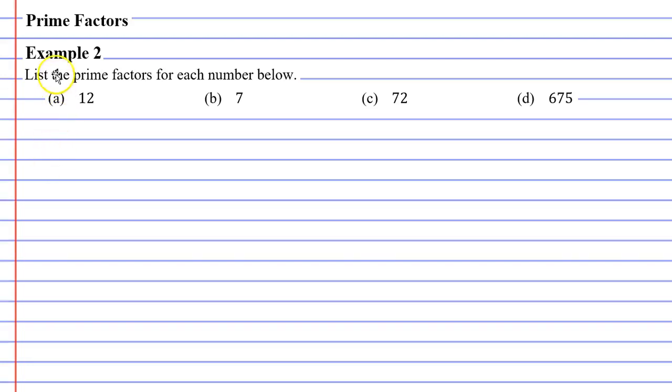In this video, we're completing example 2. We need to list the prime factors for each number below. Before we complete the example, we need to have a little discussion about what a prime number is. One definition is that prime numbers have only two factors.